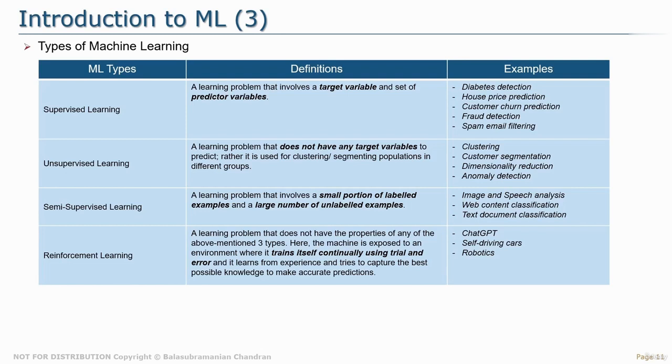Reinforcement learning, a learning problem that does not have the properties of any of the above mentioned three types. Here the machine is exposed to an environment where it trains itself continually using trial and error, and it learns from experience and tries to capture the best possible knowledge to make accurate predictions. Examples: ChatGPT, self-driving cars, and robotics.